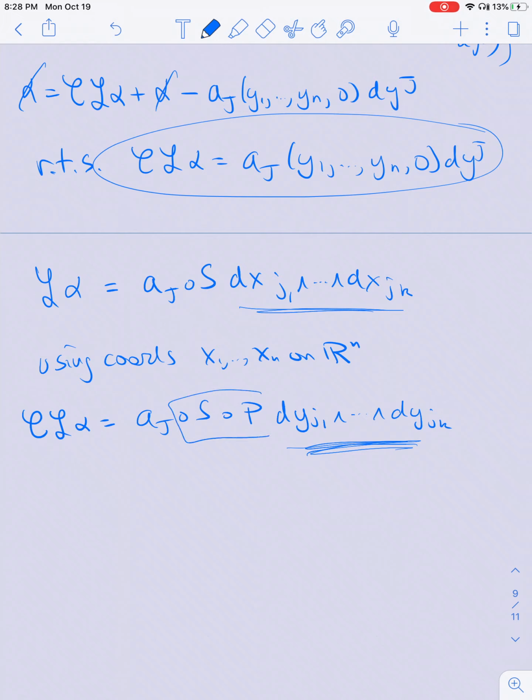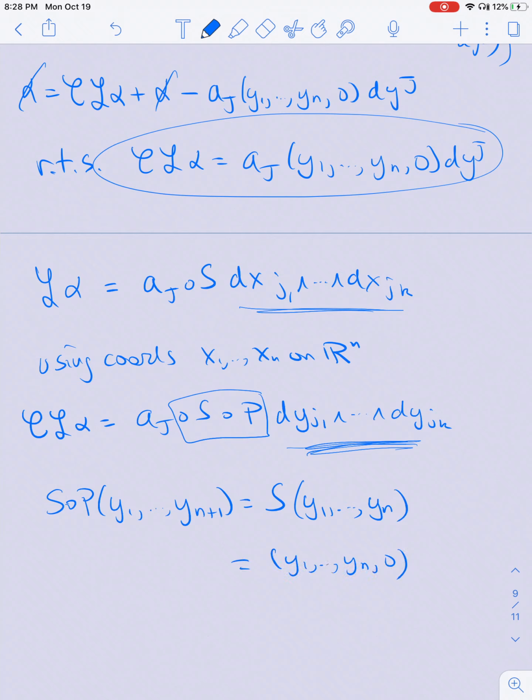But now consider what s composed with p does. S composed with p of y1 through y n plus 1 is s at the point y1 through y n, which is just y1 through y n, 0. So this is exactly a sub j at the point y1 through y n, 0 dy j, which is exactly what I wanted to show, and we're now done.